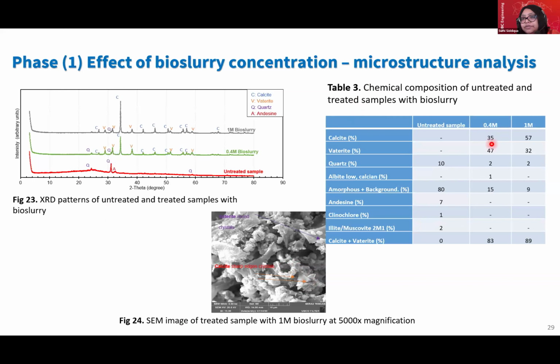And if you look into the chemical composition of the untreated sample, the 0.4 mole bioslurry treated sample, and the 1 mole bioslurry treated sample, you see an increase in calcite of 35% and then 57%, which is significant. That parameter indicates the formation of crystals in the microstructure of the soil.